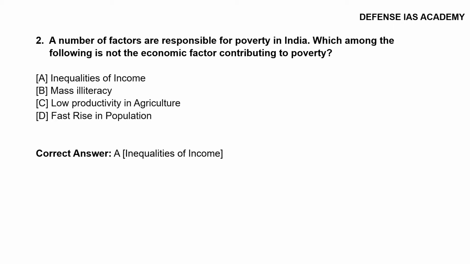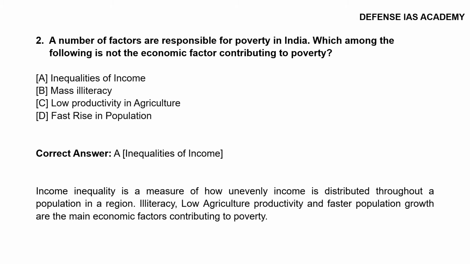So what are the factors that are contributing to poverty? Let us see. First, let me define what is inequality of income. Inequality of income is a measure of how unevenly the income is distributed throughout the population in a region. Now that doesn't contribute to poverty in India. So what are the factors? The factors are illiteracy, low agricultural productivity and faster population growth. These are the main economic factors that are contributing to poverty.